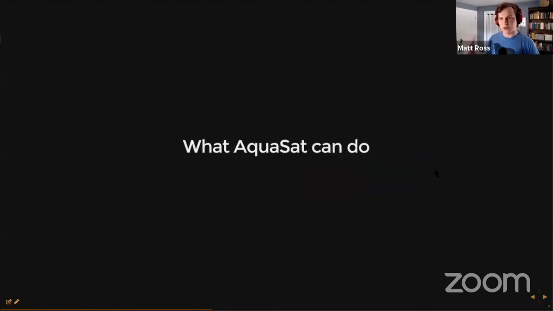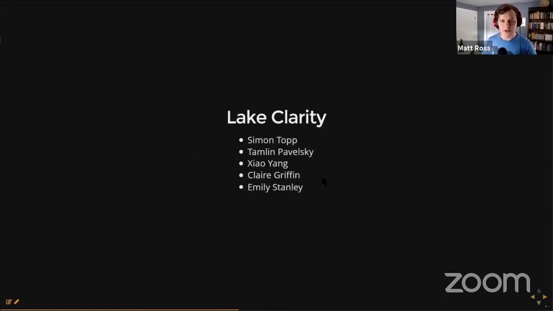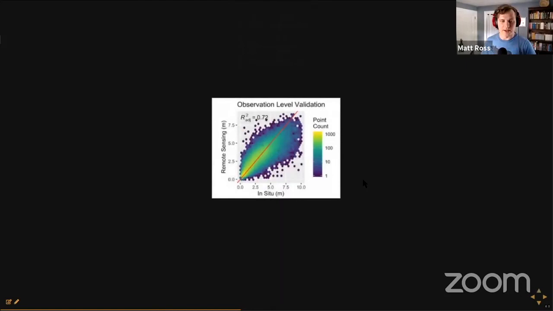And now I'm just going to walk through some examples of what you can do with this kind of data once you have it. So first we'll talk a little bit about lake clarity. This is work led by Simon Top and the rest of his group, and Zhao Yang and Claire Griffin and Emily Stanley. This is a Wisconsin party here today. And this is just Simon using a gradient boosting modeling approach. We're talking with folks, everyone at this conference basically, about shifting to a knowledge guided machine learning approach, but we've just been using the gradient boosting approach for now.